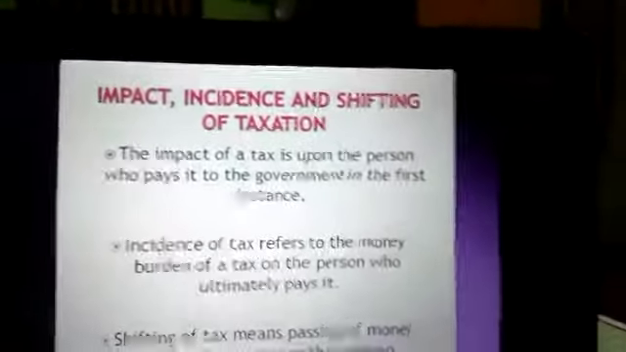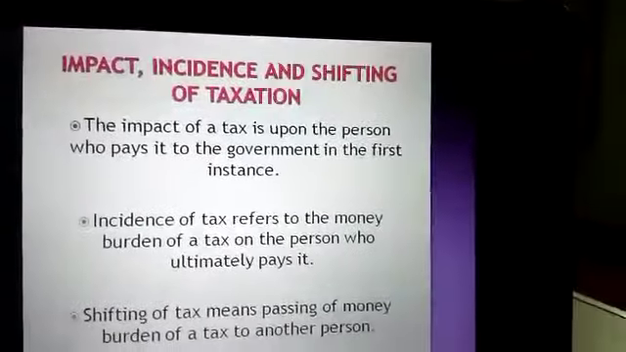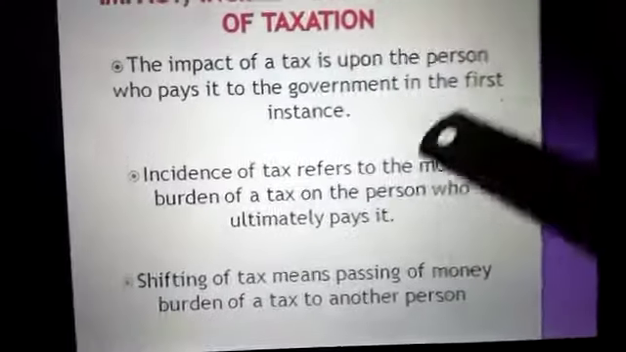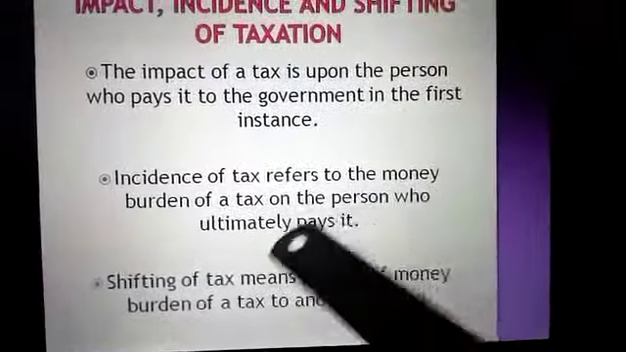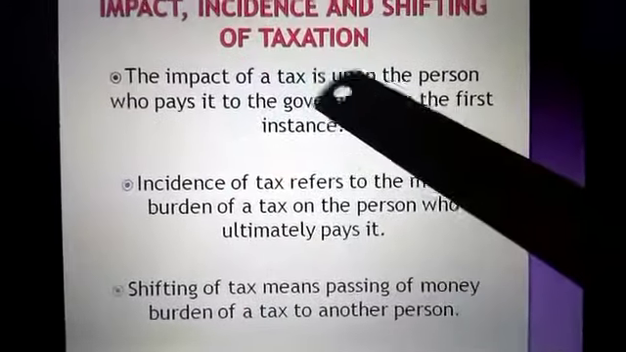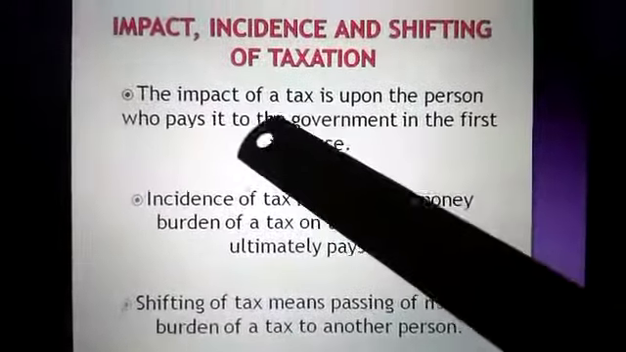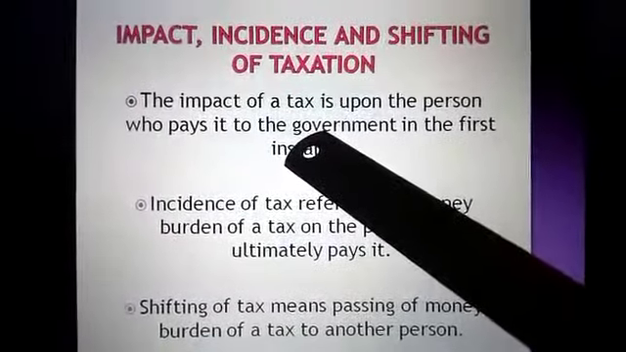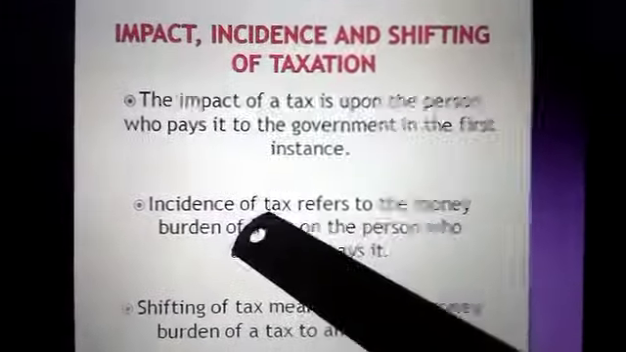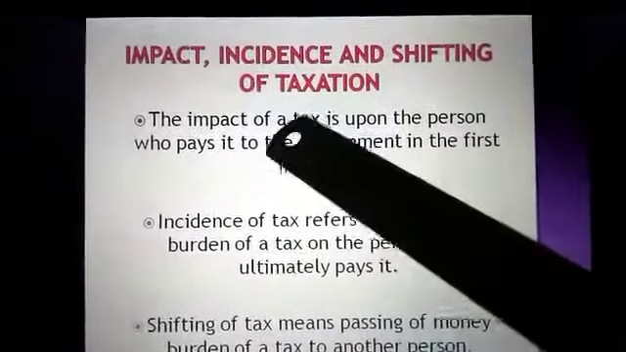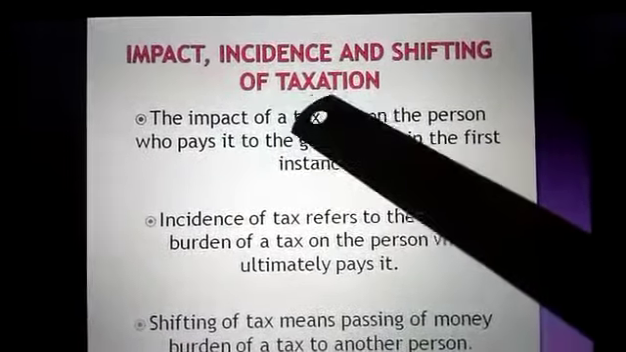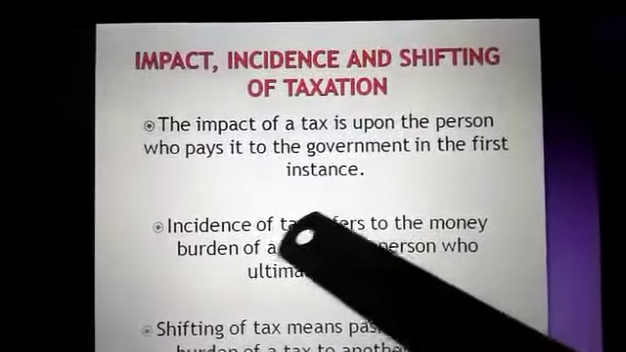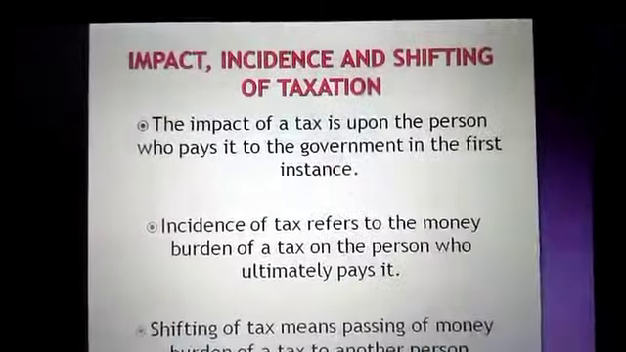Impact of a tax is upon the person who pays it to the government in the first instance. Incidence of a tax refers to the money burden of the tax, who ultimately pays it. In case of income tax, impact is on the person. For example, I have to pay income tax. Impact is on me. Incidence is on me. But in case of sales tax, impact is on the seller, but incidence, who ultimately pays it, is on the buyer.